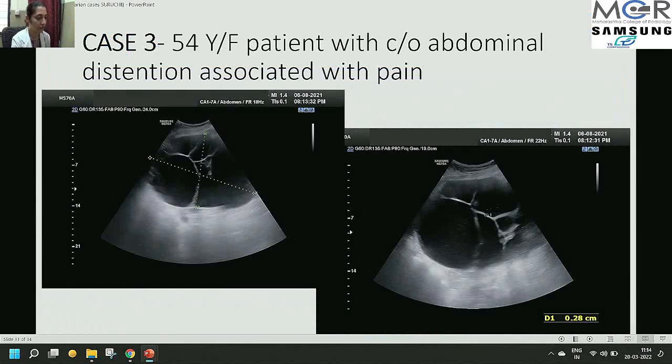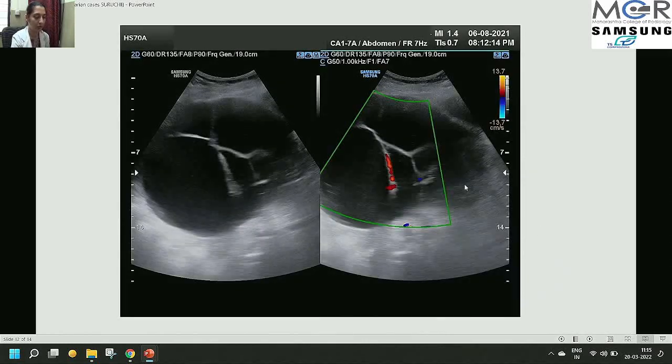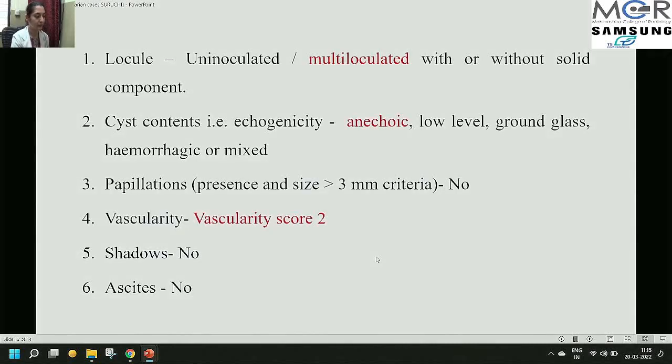Third case is a 54-year-old female presenting with abdominal distension which is associated with pain. On pelvic examination, we can see a multiloculated cystic lesion with thin septae within. There is no evidence of solid component. On color Doppler, there is minimal vascularity noted along the septae.